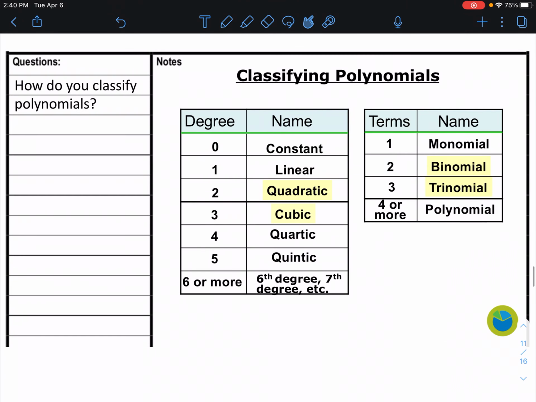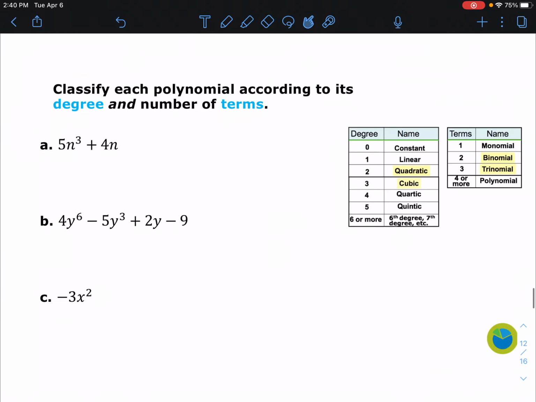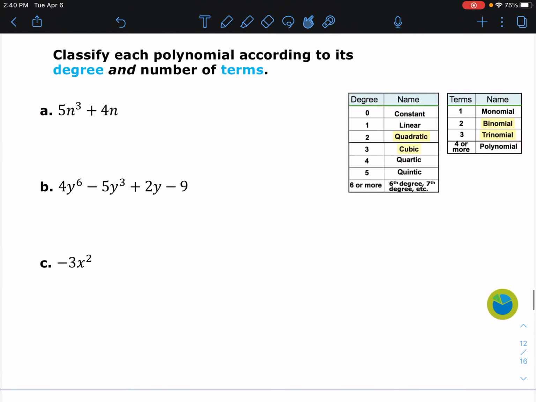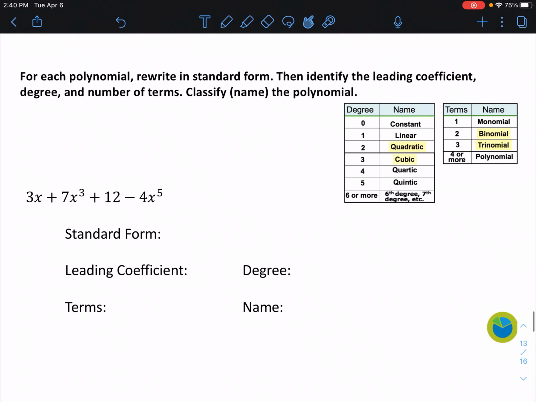All right, classifying polynomials. This is kind of the last thing that we need to talk about. Classifying you always do with two parts. You need to find the degree and then use this table and the number of terms. And so when you name it, you should have two parts. One part based on the degree, and the second part of the name will be based on the terms. Okay? So let's take a look. Actually, we're just going to put this all together.